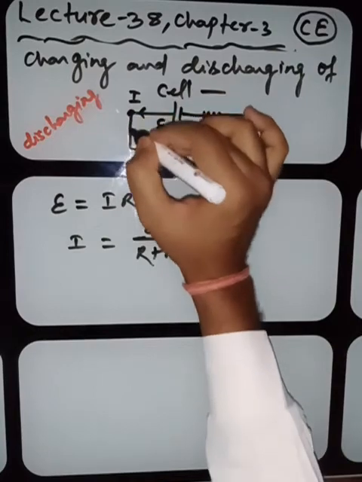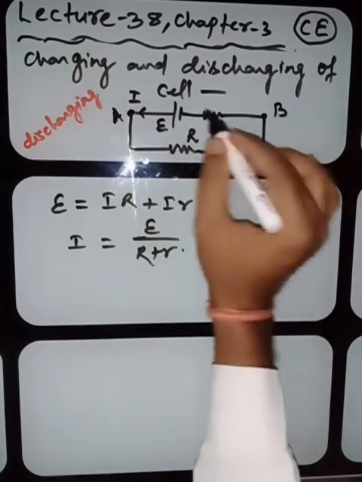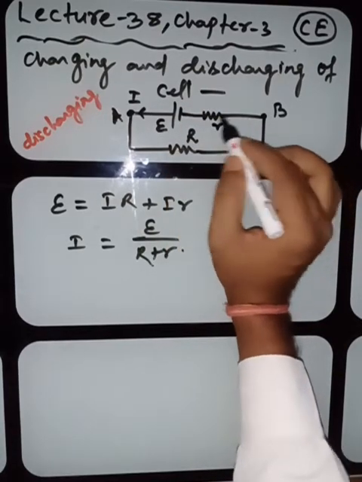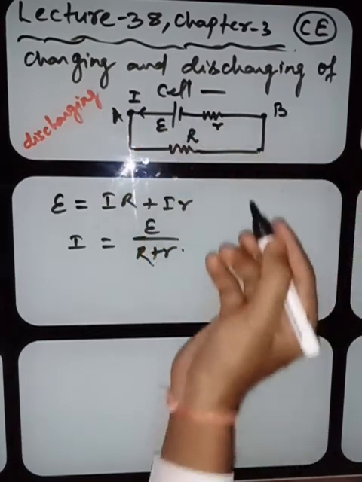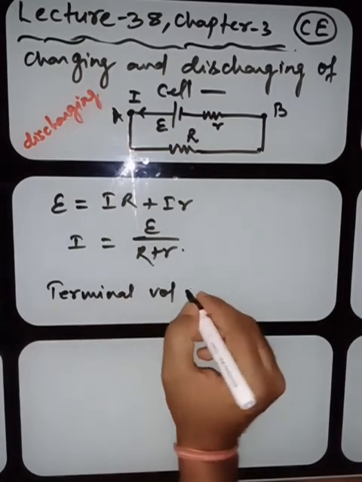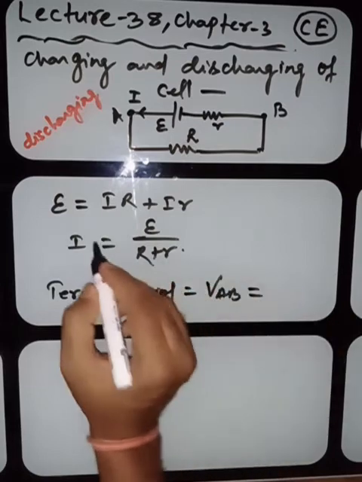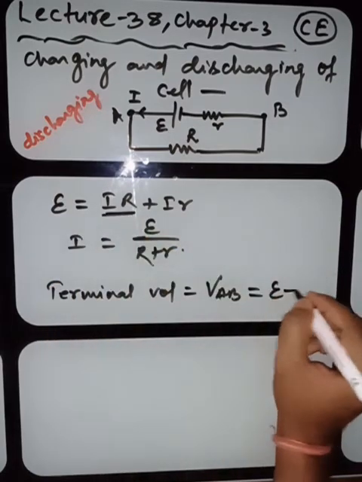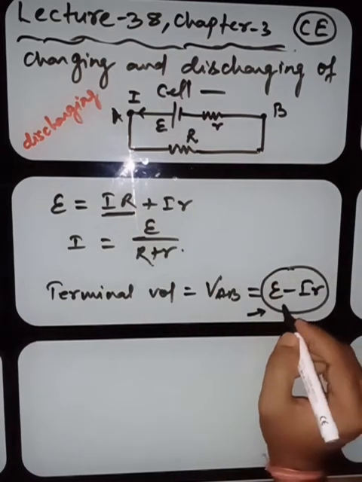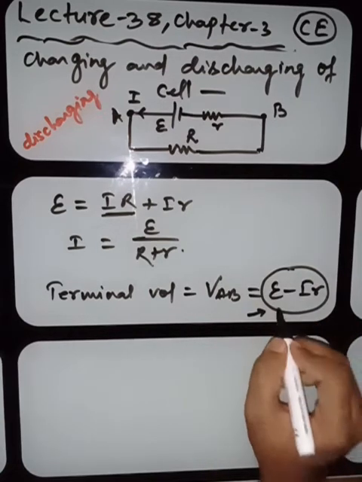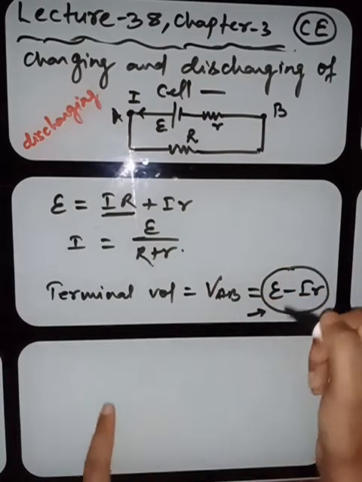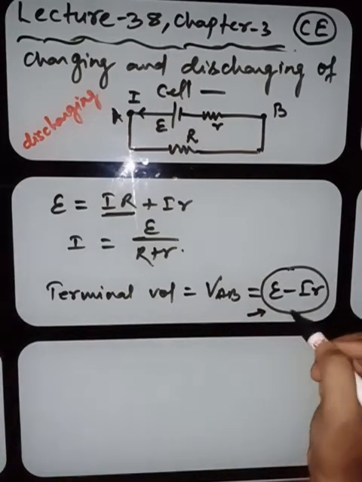If we talk about the terminal voltage, if it is A and B, since this is the entire cell, you cannot take out this particular r from the terminal. So this is the terminal. What will be the terminal voltage? You will write the terminal voltage as VAB, and it is E minus Ir. Remember, in case of discharging, the terminal voltage will be E minus Ir, and this is very, very important, my dear students. Kindly note down, in case of discharging, the terminal voltage will be E minus Ir.